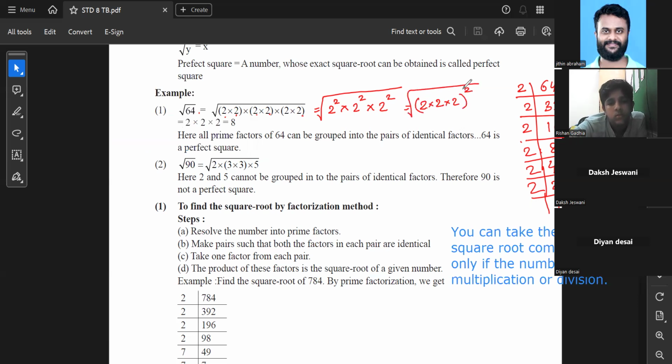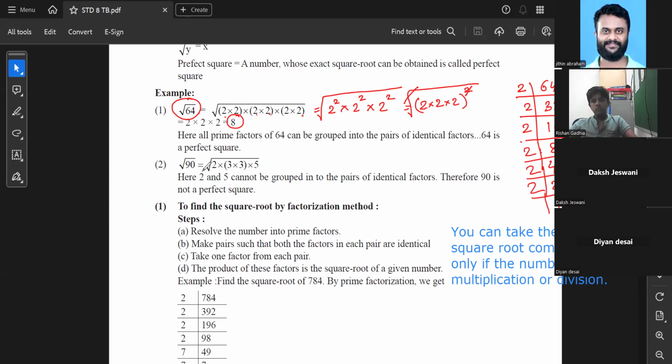As you already know, square and square root both are opposite of each other, or inverse of each other. So you can directly cancel the square with the square root and then you are left with only 2 multiplied by 2 multiplied by 2, which is 8. This is how you can find that the square root of 64 is 8. So this is one method of finding the square root.